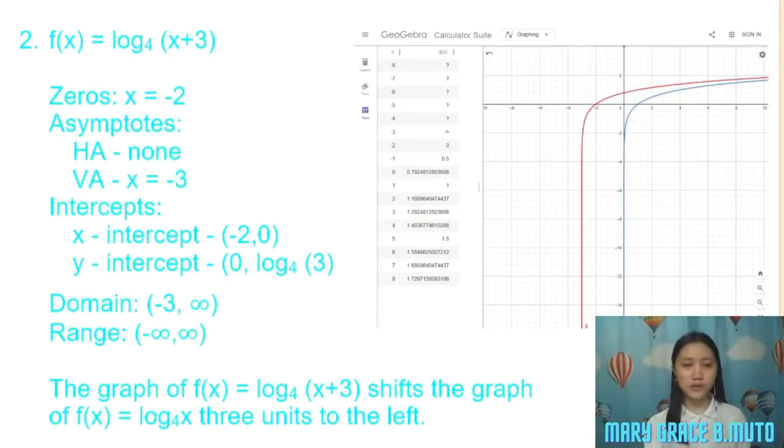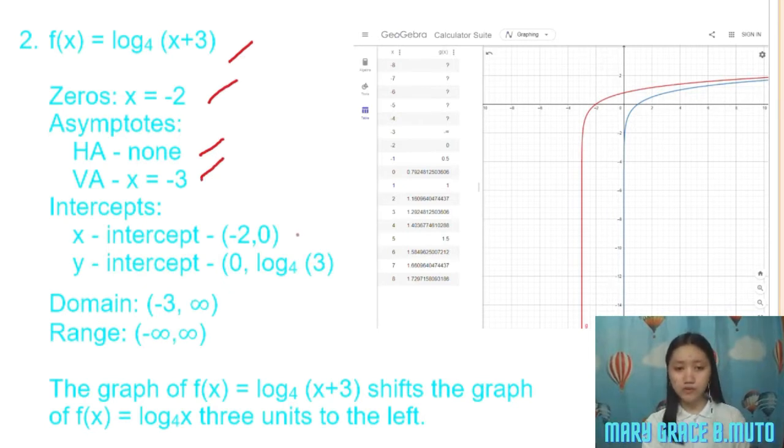Okay, so for number 2, we are given the function f of x equals log base 4 of the quantity x plus 3. So we have its graph and its table of values. By using this, we can now identify the characteristics of its graph. Zeros, x equals negative 2, the horizontal asymptote is none. Vertical asymptote is x equals negative 3.